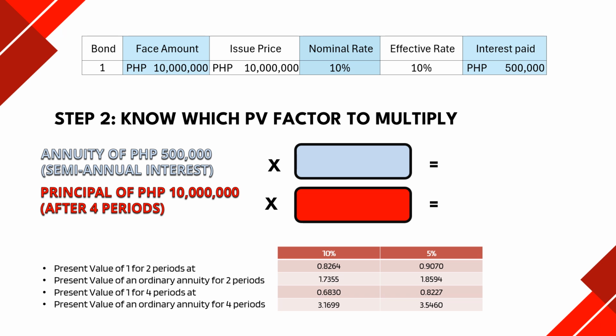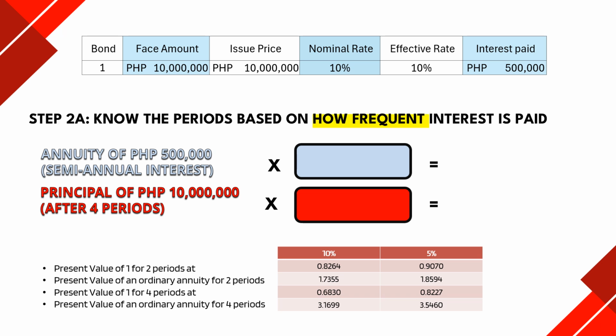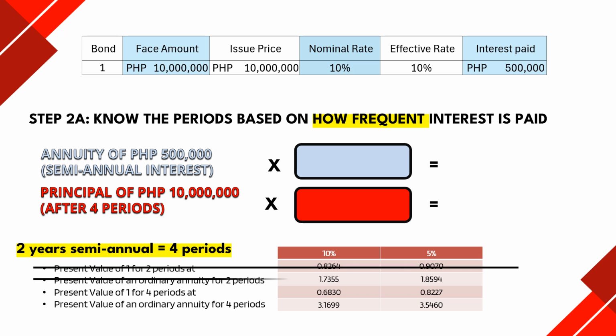The question is, out of all of these figures, which ones do we multiply to arrive at our issue price? To help with that, first know the periods, meaning how frequently the interest is paid. Here, it said semi-annual for 2 years. So technically, that would be 2 years divided by 2, 4 periods. So everything that doesn't say 4 periods, we remove. This one says 2 periods, so we remove it. And this one says 2 periods, so we remove it. Now that we know it's 4 periods, the question is, what rate do we use?